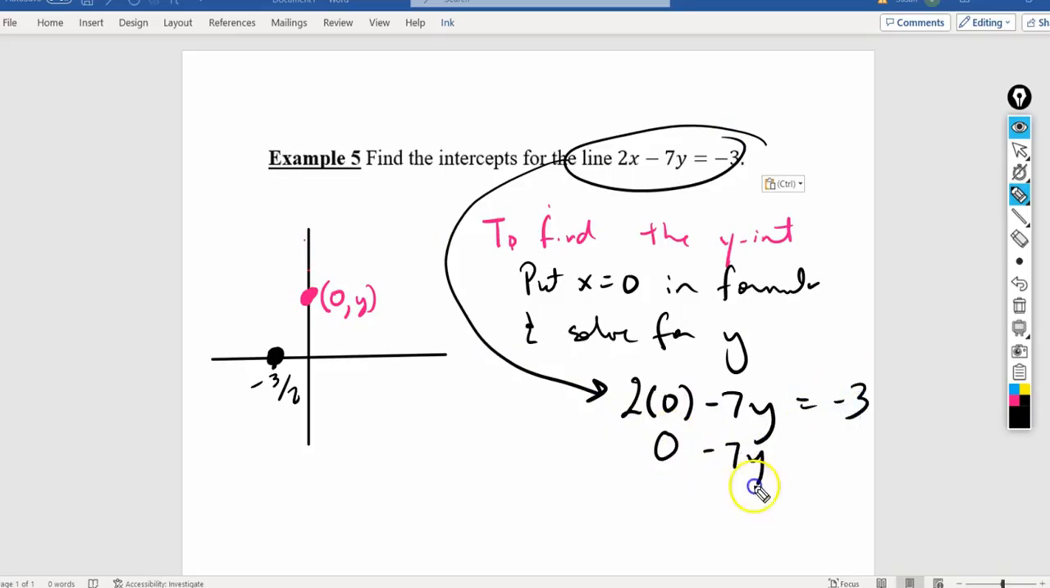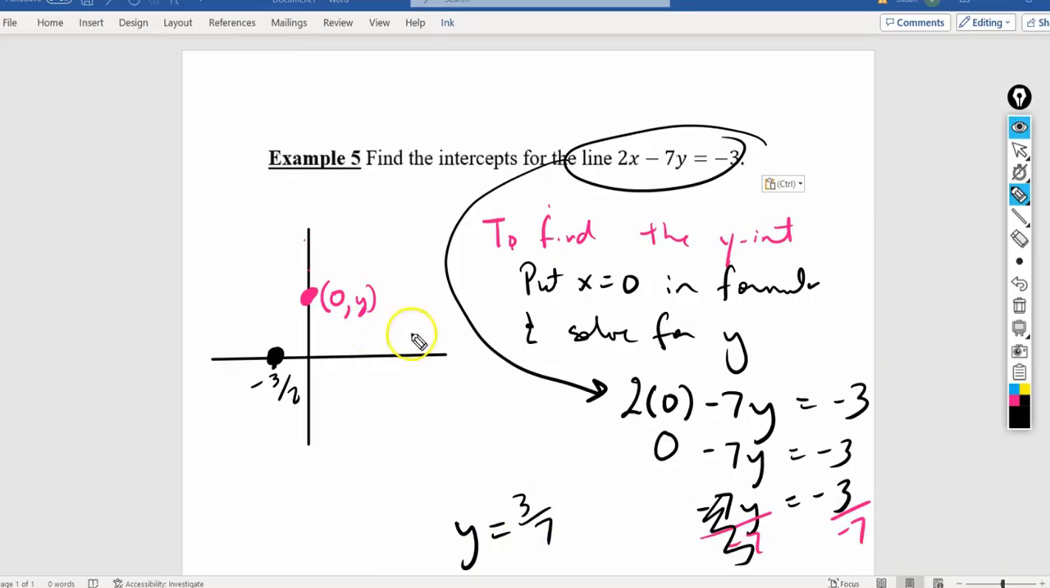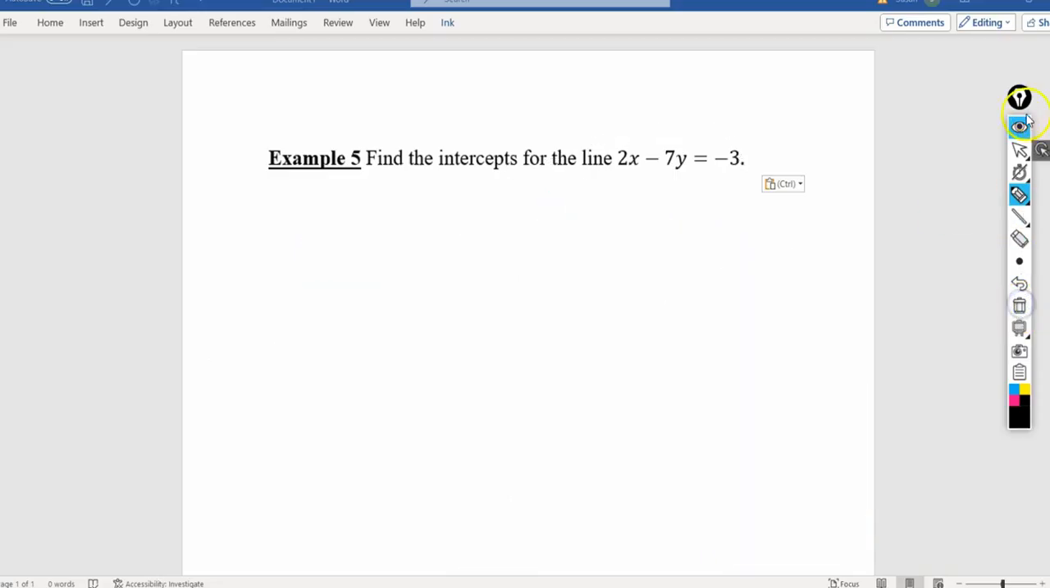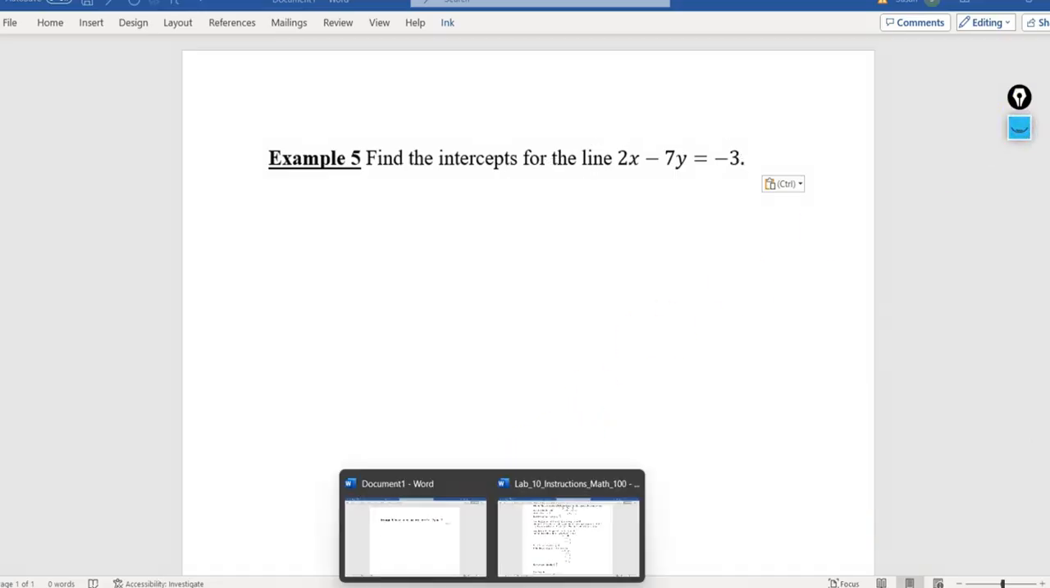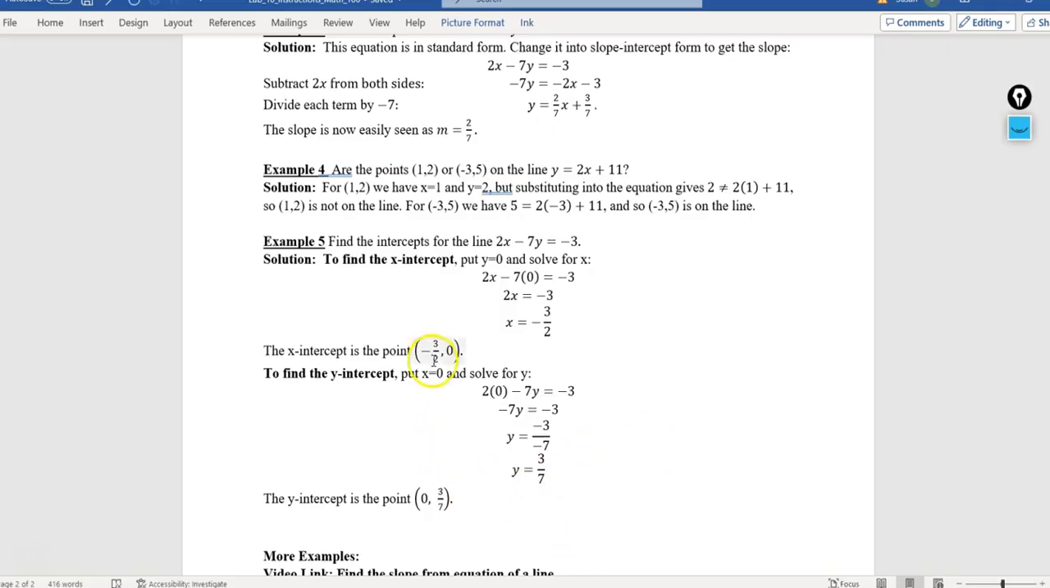So I'm going to put x equal to 0 in that formula and solve for y. So that's just 0. And so I can write that. And now to find y, I'm going to divide both sides by -7. So I get y equals, and the two negative signs cancel, and I get y equals +3/7. So that's where the y-intercept would be. So this line would look something like that. Now let's check this. Okay, so you can see that verifies what we did.